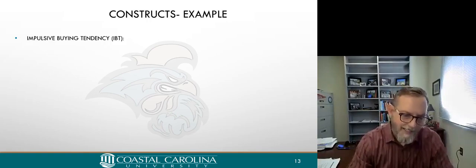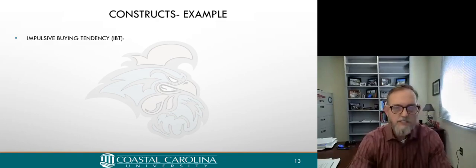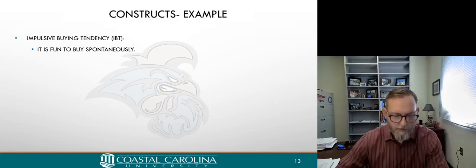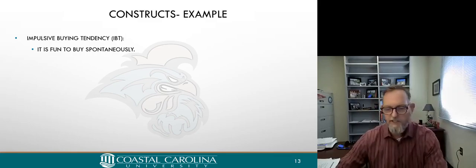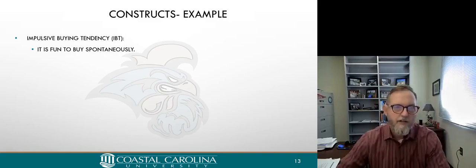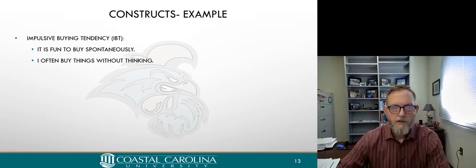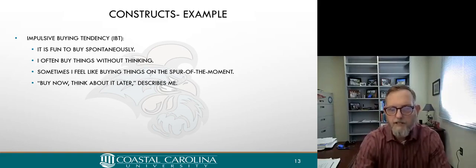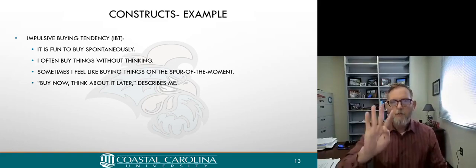So this is impulse buying tendency, IBT, and I've used this scale a number of times in research. The idea is, what is impulse buying tendency, and how would we measure it? These are the questions we would use. It's fun to buy spontaneously, and you'd either agree or disagree, so this would be a Likert-like scale. It's often fun to buy things without thinking. Sometimes I feel like buying things on the spur of the moment, and buy now, think later describes me.